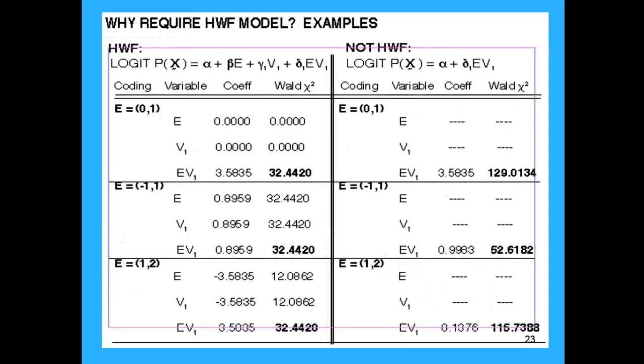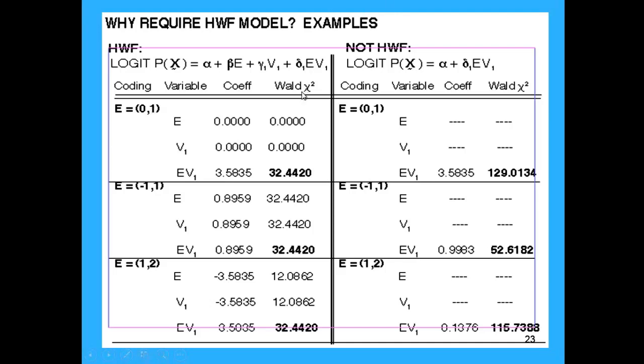Here's a result from doing logistic regression from these two models, one of which is hierarchically well formulated and one of which is not, okay? Now, look at this model and look at the output. This is the output for this coding, and this coding. Three different ways to code the E variable. See that? 0, 1, minus 1, 1, and 1 and 2. When I fit this model, I've run the models, and I'm giving you the output.